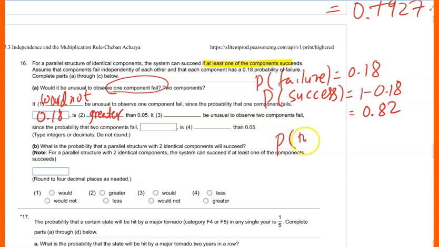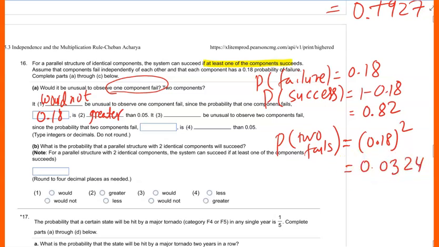But how about two components failing? The probability of two components failing is going to be 0.18 to the power 2, because you multiply 0.18 twice, and this gives you 0.0324. Since it says do not round, you just write all the decimal points. And for two components failing, it would be unusual because the probability is less than 0.05.